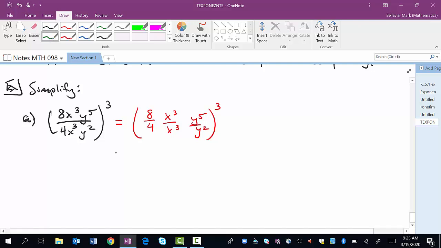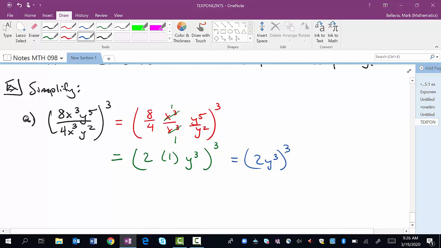In these parentheses, 8 divided by 4 just becomes 2. x to the third over x to the third cancels to 1 over 1, which makes this just 2 times 1. And then you've got y to the fifth over y squared, which makes this y to the 5 minus 2, y to the 3. This whole thing is raised to the third power on the outside. So basically I just simplified the inside completely. Remember, it's multiplication between these because they're all written next to each other. So this ends up being 2 times 1, so it's just 2y to the third, all raised to the third power.